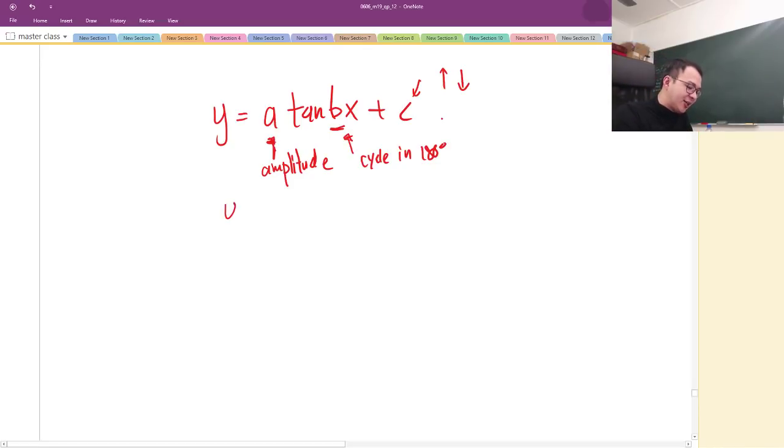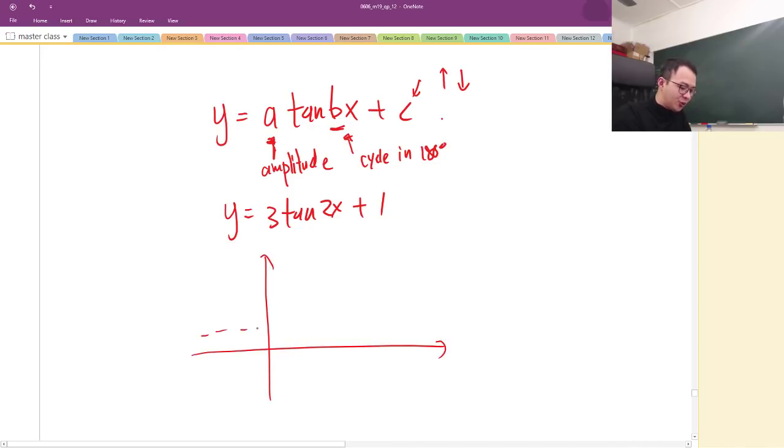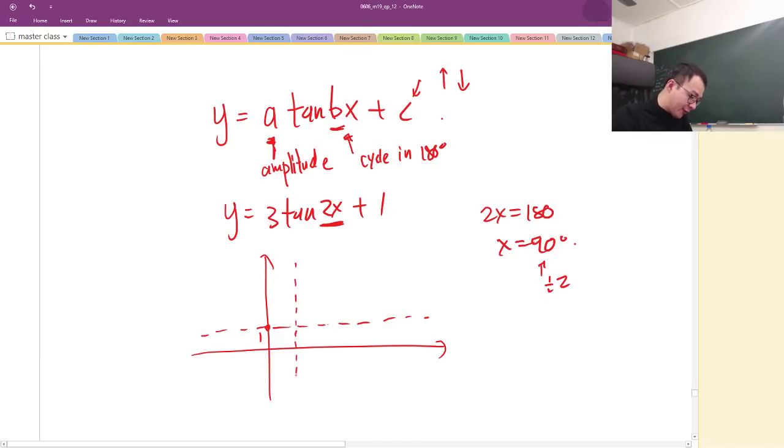So let's say I give a simple one, 3 tan(2x) plus 1. Okay, if I want to draw this thing, first is the plus 1. So I will do the 1 first. Imagine this is 1 here. So I will draw all my tangent graph over here. 2x here means what? 2x equals 180, x equals 90. Right now my one cycle is 90 degrees. So my dotted line is always divided by 2. So 90 divided by 2 is 45. So I have 45 degrees. So here I need another 90 degrees. So this is 135.